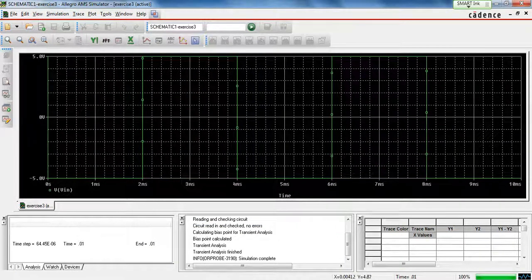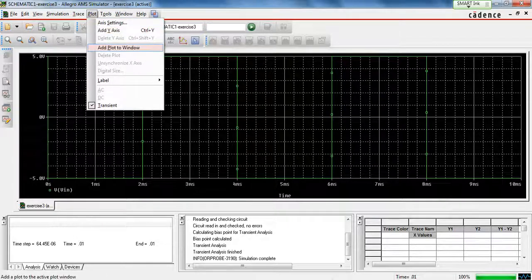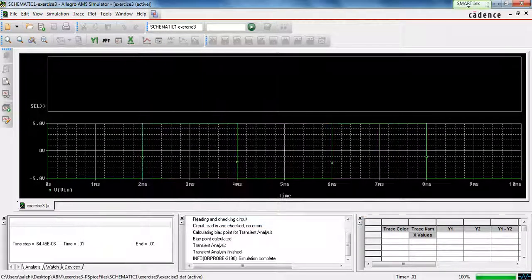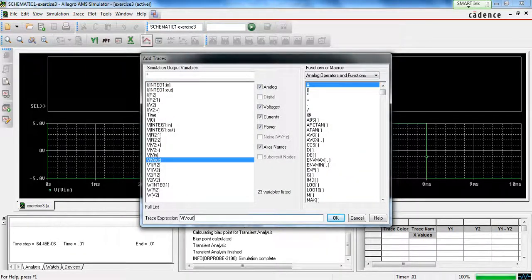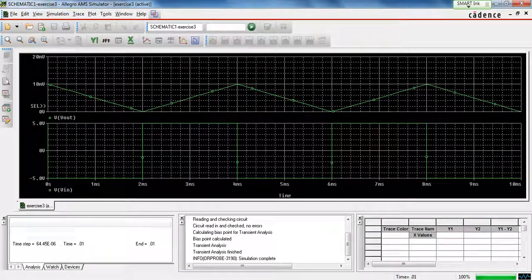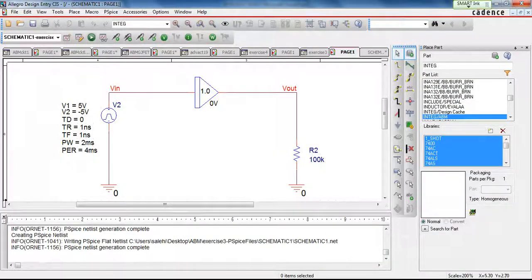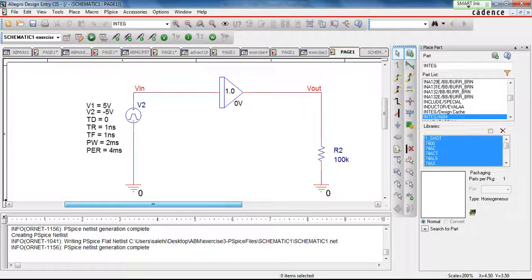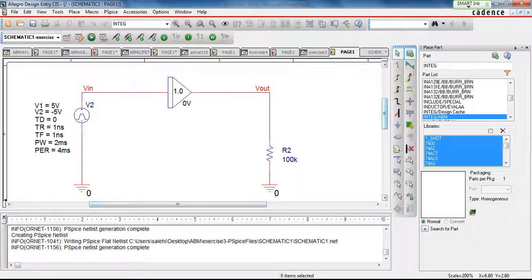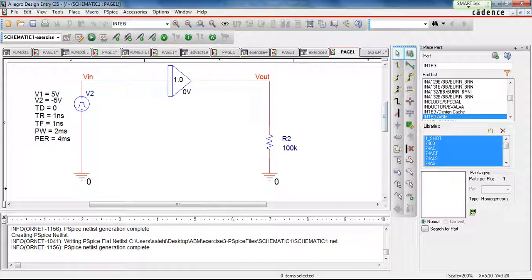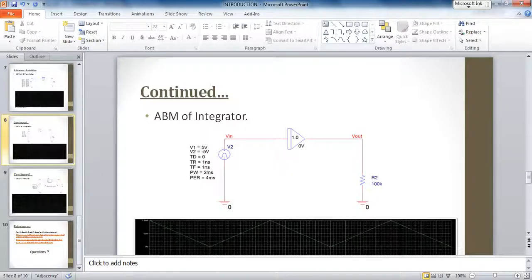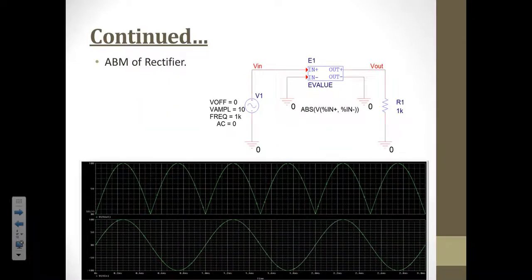The input is a square wave of 5 volt. And the output is a triangular wave. This proves the fact that this block is acting like an integrator that can be easily used in any circuit without going into the complexity of using an op-amp and all the other components.